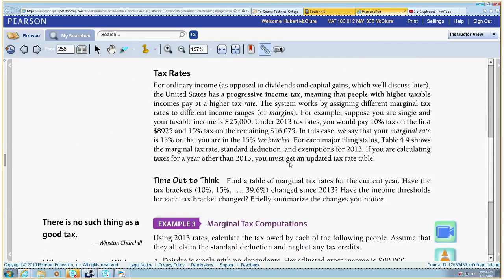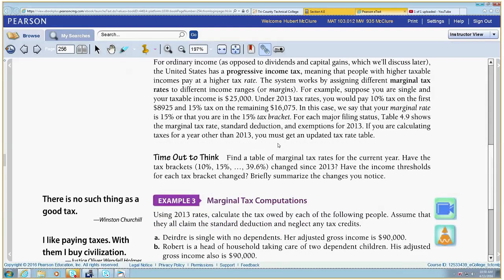Tax rates. Somebody won the lottery and gave you $1 million. You have to pay taxes on what they give you. Yep. As a matter of fact, I won a scratch off one time.